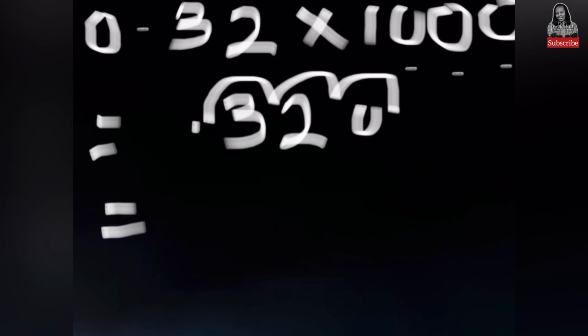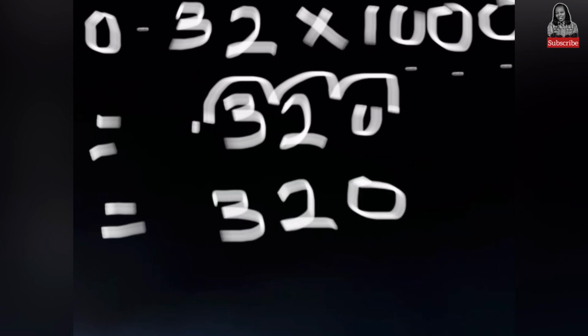0.32 times 1000. Because there are 3 zeros in 1000, you shift the dot, which is a decimal point, 3 times to the right. So write 0.32 and then shift 1, 2, 3. You have 3, 2, and then for that empty space, you put a 0. So you have 3, 2, 0. That's 320.